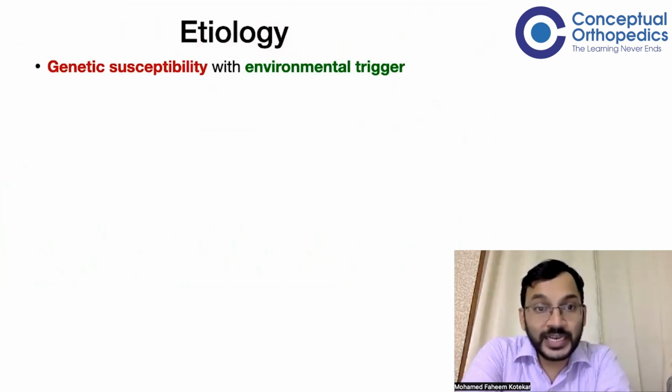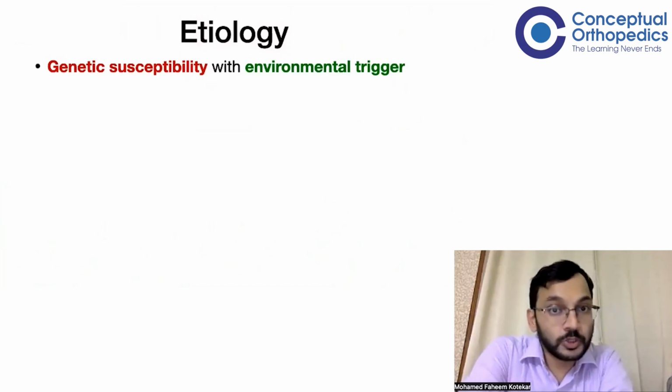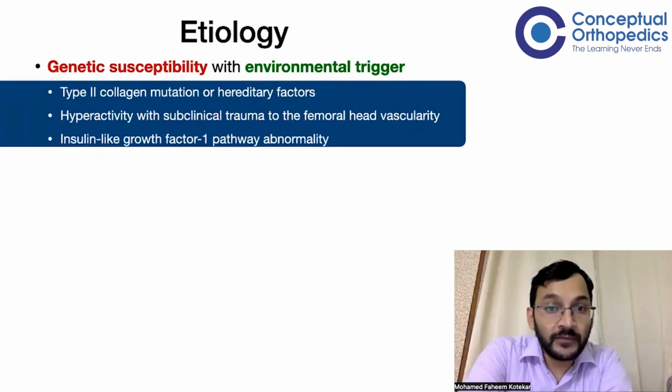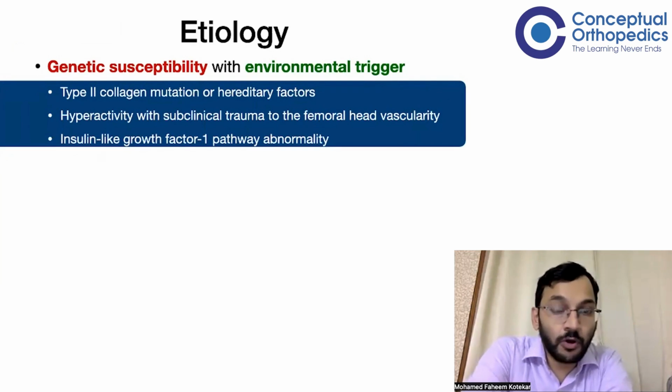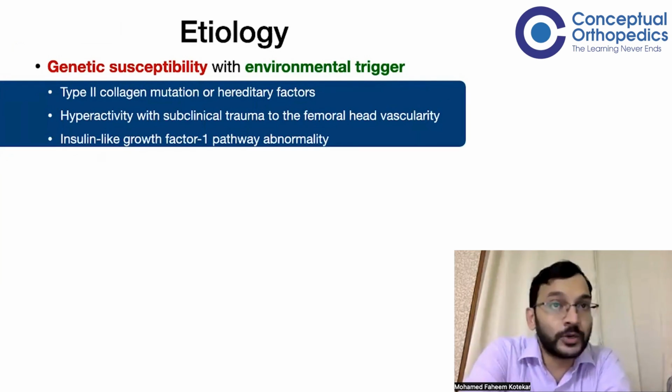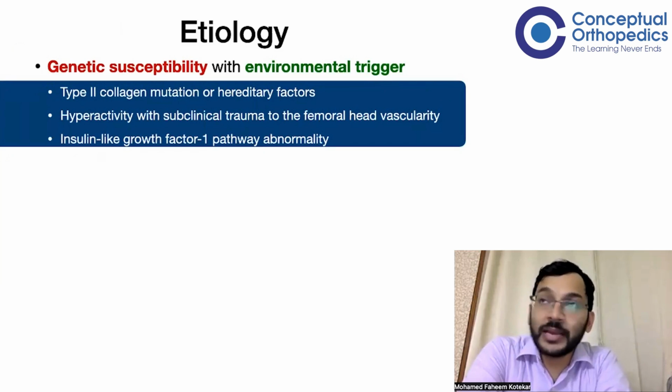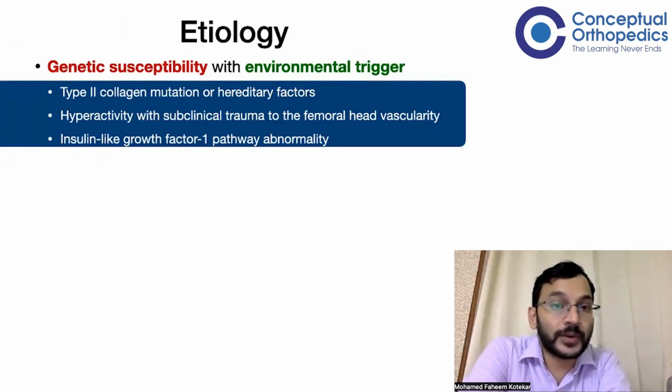So this genetic susceptibility to environmental trigger, we'll try to break it down. So etiology wise, genetically, we could be having a mutation in the type 2 collagen or other hereditary factors which lead to a mutation in the type 2 collagen. Now, this was found very commonly in the Asian population, but the rest of the population did not show a mutation which led to this particular disease.